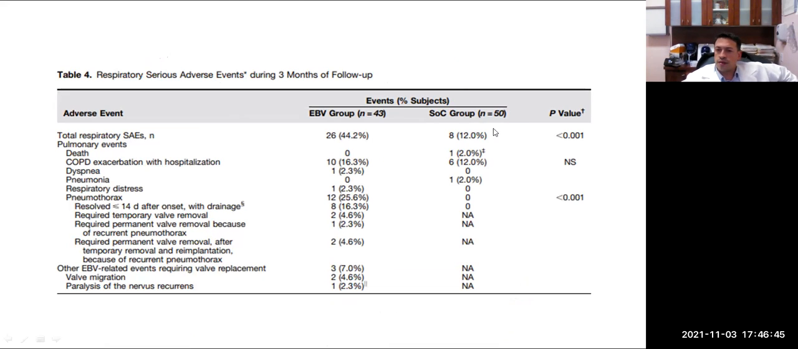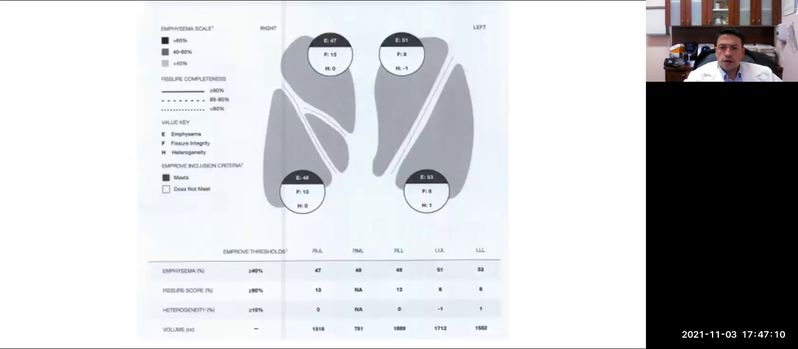Interestingly, they didn't have any mortality. They actually had 1 death in the medical group, and they had the same amount of pneumothoraces, pretty much. So I don't know. To be honest with you, I'm not sure what their protocol was in terms of observation, but they didn't have any mortality. So again, that just goes to show you that the mortality is something that's entirely avoidable.